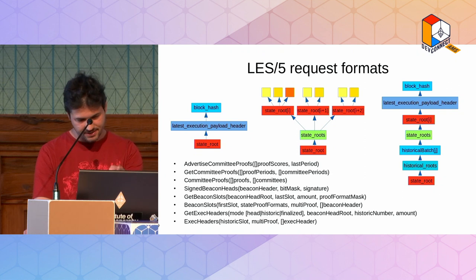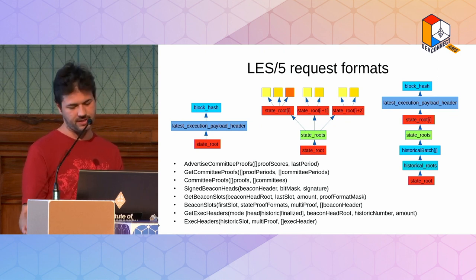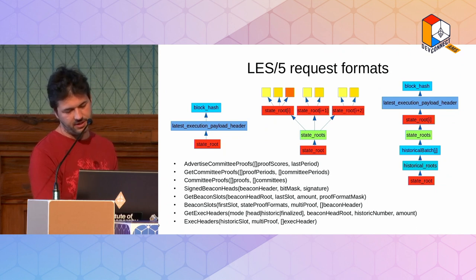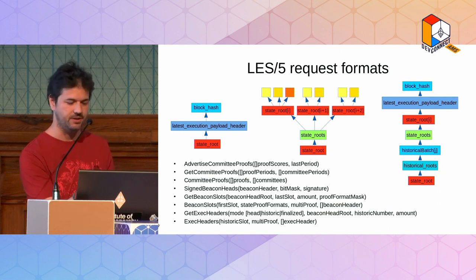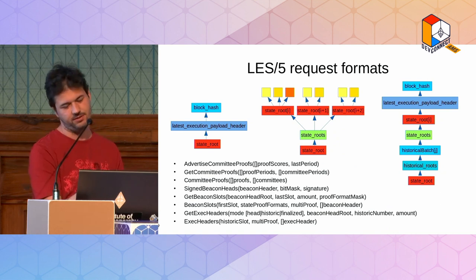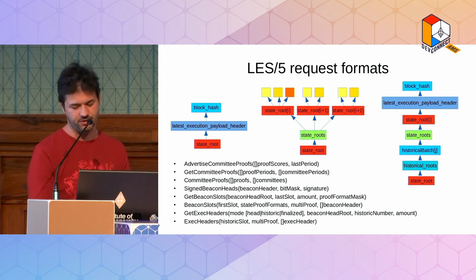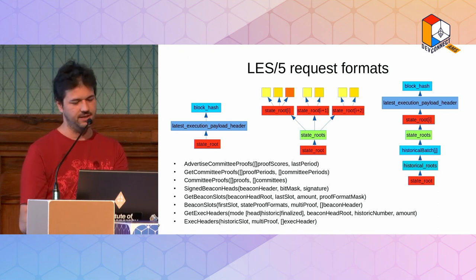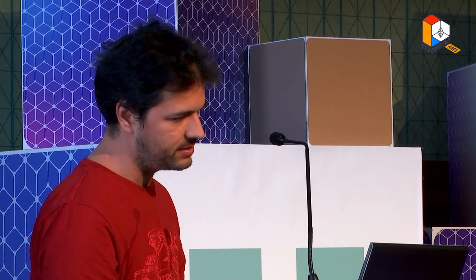On the right side drawing, there's a longer proof chain, which is an example for proving an old execution block. From the state root, there's the historical root structure, and then this historical batch structure, which proves another older state root structure containing 8,000 old state roots. And from there we prove an old execution header. So this is basically the kind of proofs we provide now. And we are almost done.